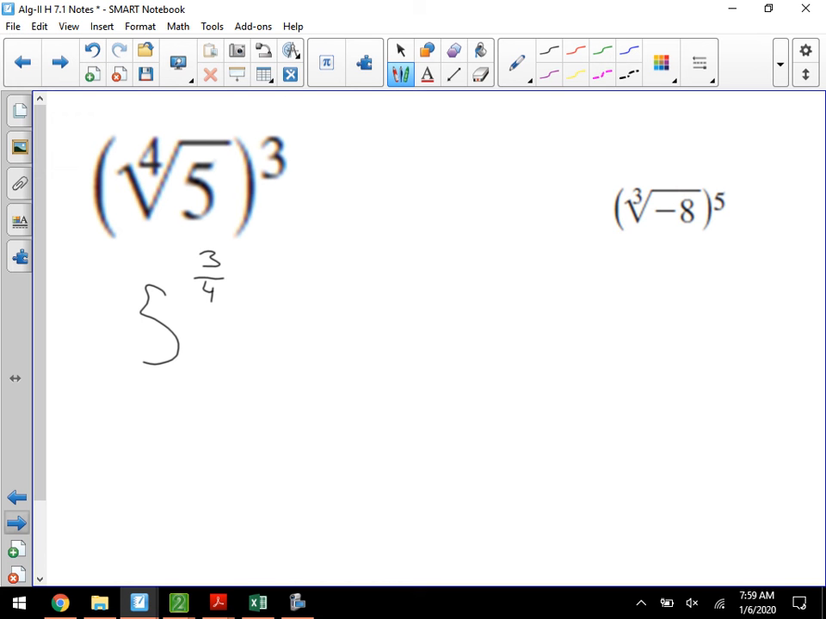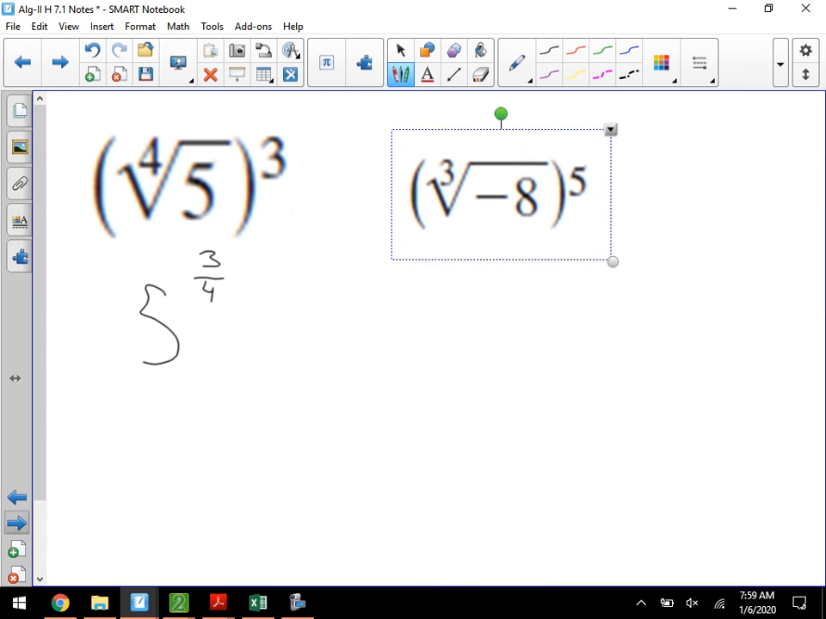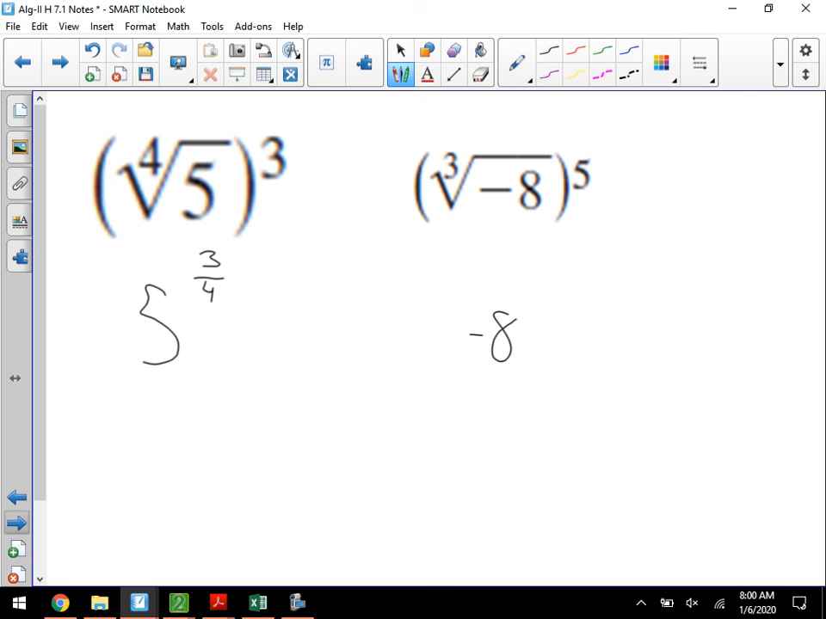Now, is that something that you could find? No. You really can't do the 4th root of 5, can you? No. But we just did the other one. Same idea here. If I rewrote this one, this would be -8 to the 5/3. Again, we don't use mixed numbers. We continually use top-heavy fractions.